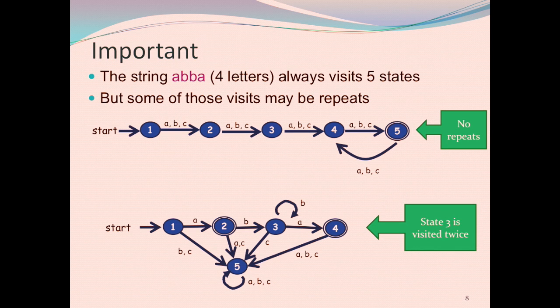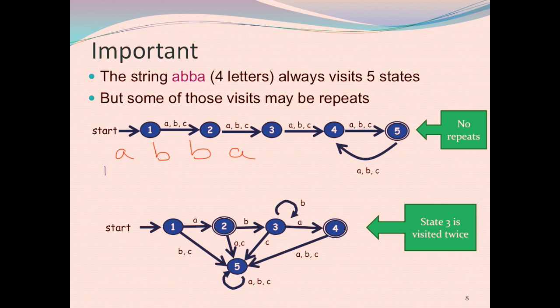Here's two different DFAs that both accept the string ABBA by visiting 4 states. If we look at this first DFA, when we take the string ABBA, we see the A, and then the B, and then the B, and then the A.